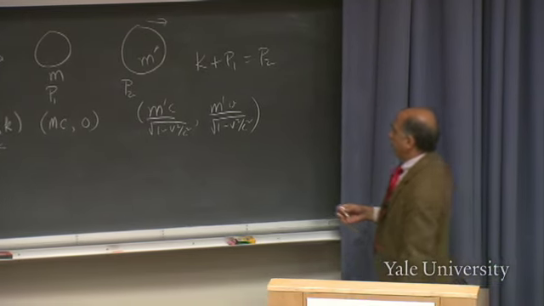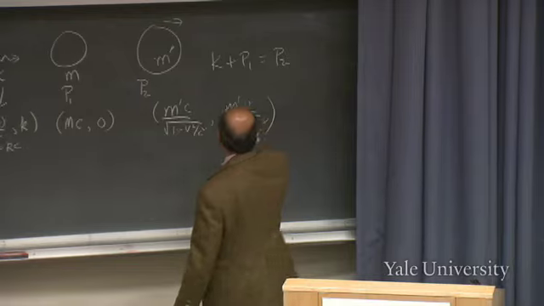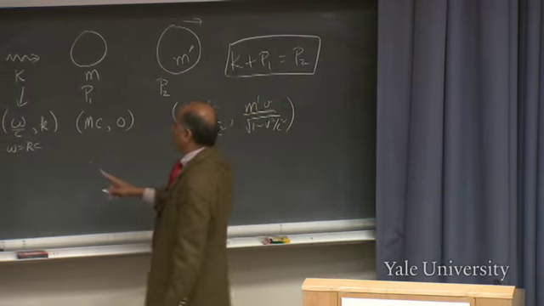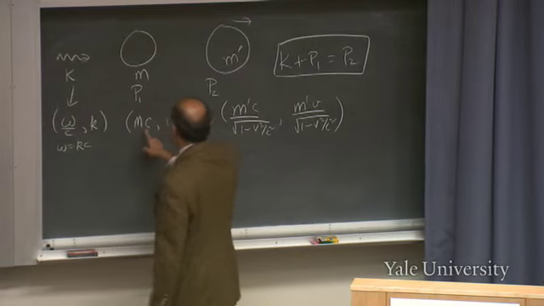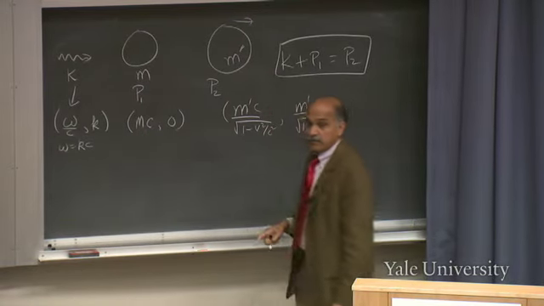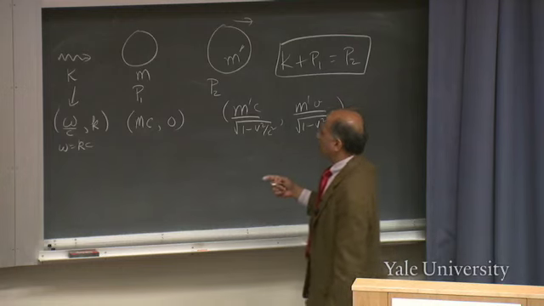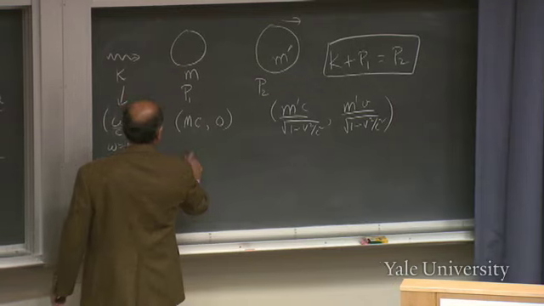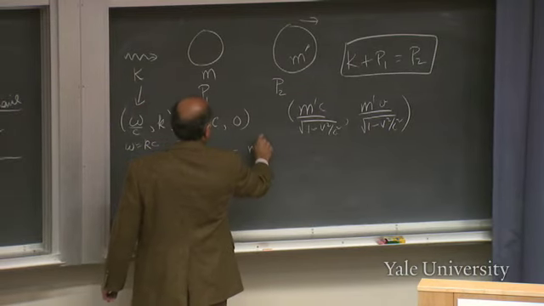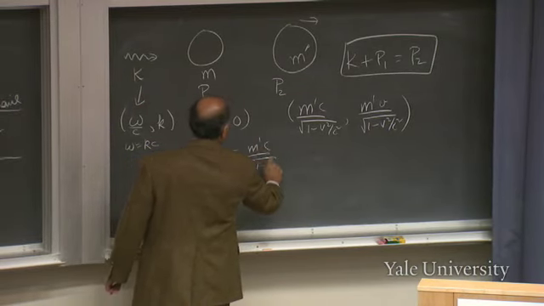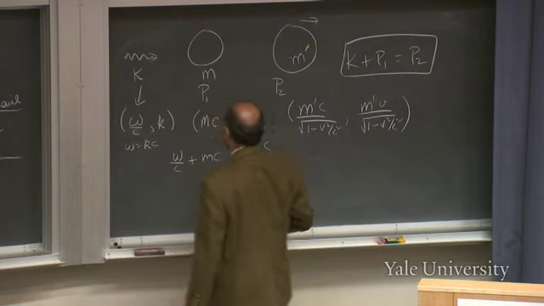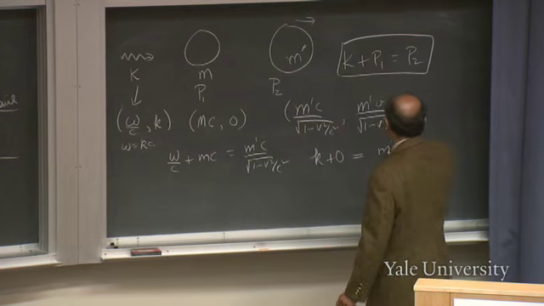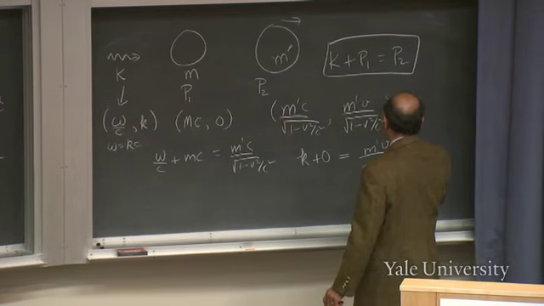Now the law of conservation of energy and momentum, namely K1 plus P1 equals K2 plus P2, will really be saying all the energy parts, or the zeroth components, will add up before and after. And the first components will add up before and after. In other words, omega over c plus mc will be equal to m prime c over this. Then k plus 0 will be equal to m prime v divided by this.